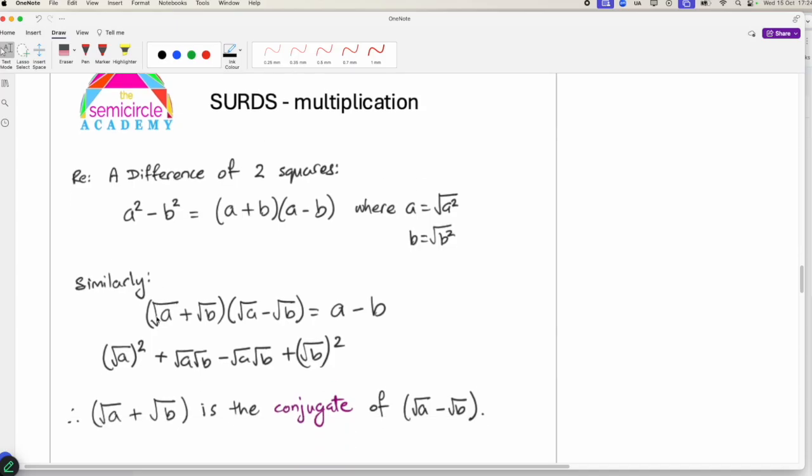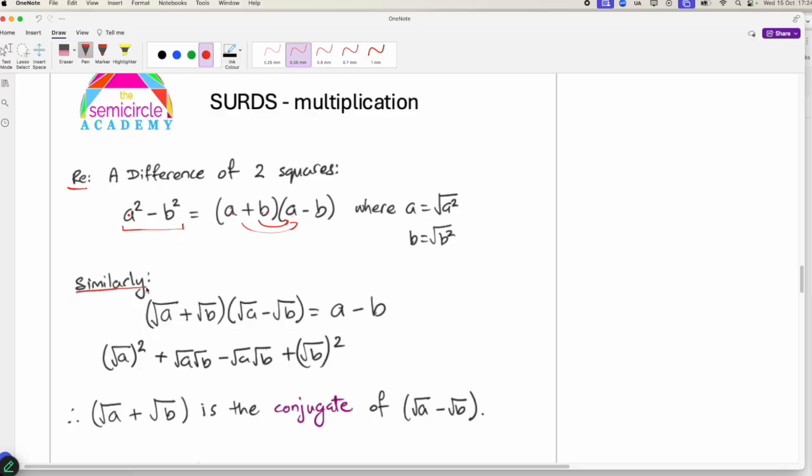Now the multiplication of surds. And in this, we are reminded of a couple of things. So remind ourselves of a difference of two squares. Like if I have a squared minus b squared, well, that is just the square root of a squared, which is a, plus the square root of b squared, which is b, into the square root of a squared, which is a, minus b. This is the difference of two squares. If you expand this out, you'll get back this.